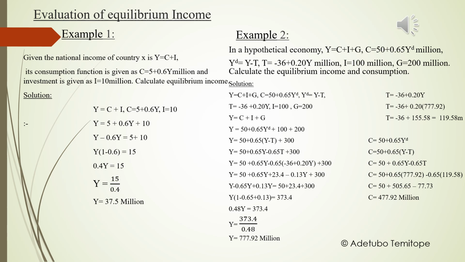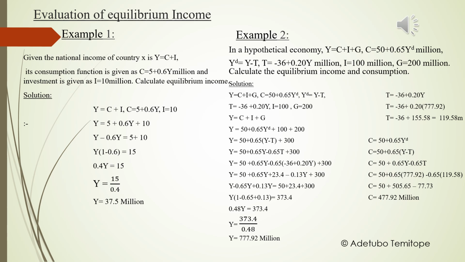What we did here is we insert the tax into the model. So when we open the bracket, we have Y = 50 + 0.65Y + 23.4 - 0.13Y + 300. So when you collect like terms, we have Y - 0.65Y + 0.13Y = 50 + 23.4 + 300. So when we factor out Y, we have Y(1 - 0.65 + 0.13) = 373.4. That's when you add up the right hand side together.